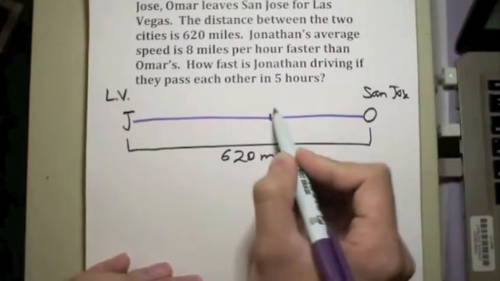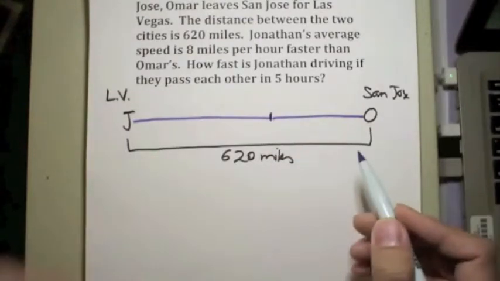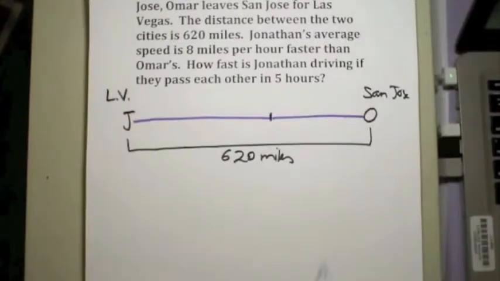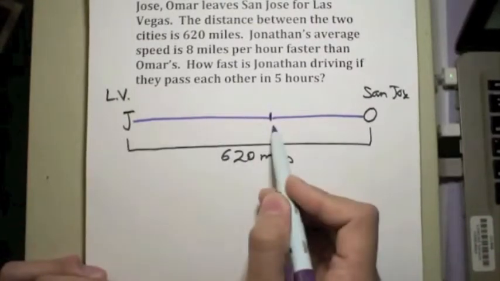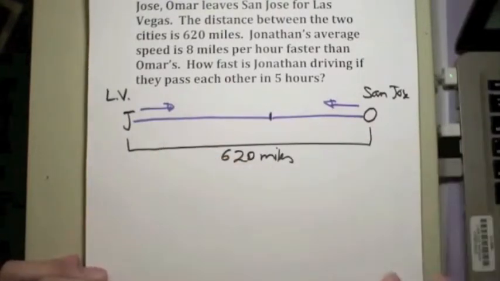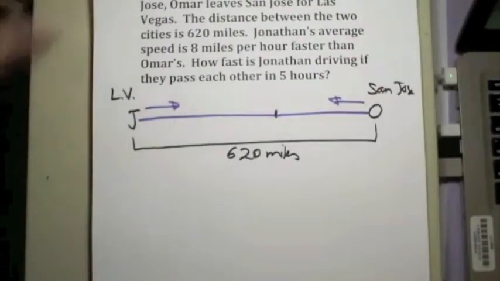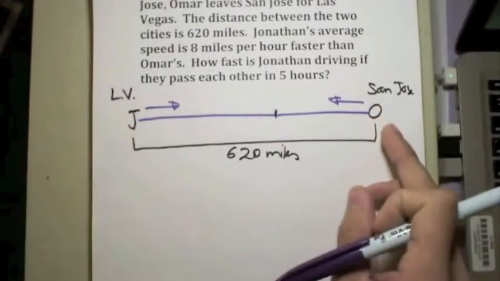But 5 hours later, you'll see them passing each other. It means they'll be head to head. So 5 hours after they start, one from Las Vegas, one from San Jose, they will see each other, and at that point in time, if you take a snapshot of that picture, you'll see that Jonathan will have covered more distance than Omar. Okay, so keep that picture in mind. This is Jonathan's distance. This is Omar's distance, and the total distance between the two cities should be 620 miles.